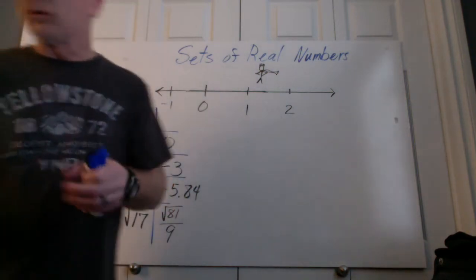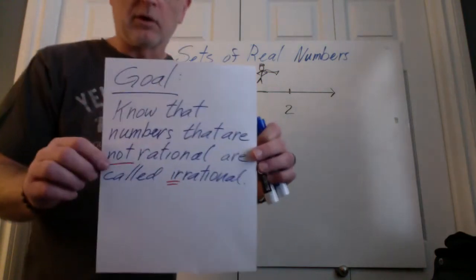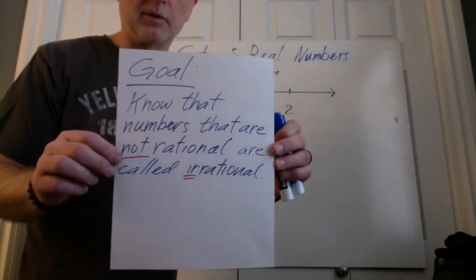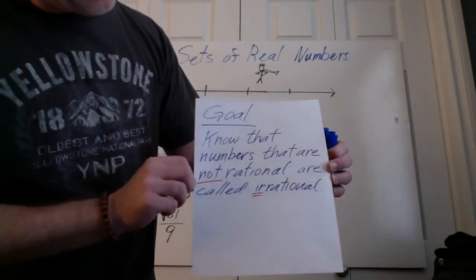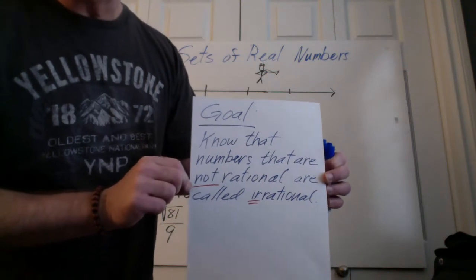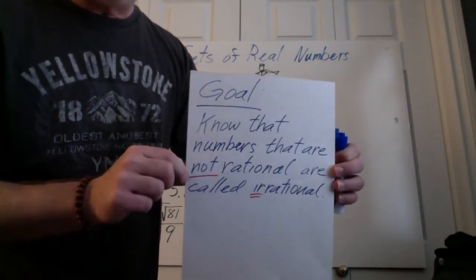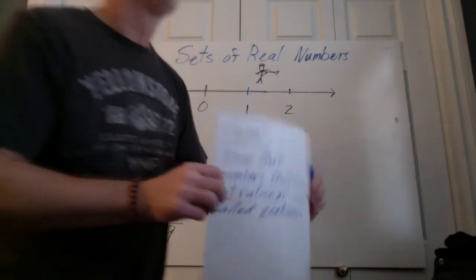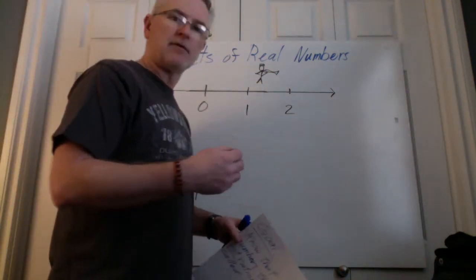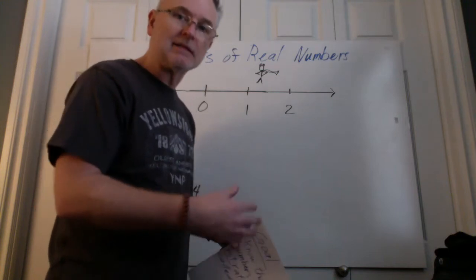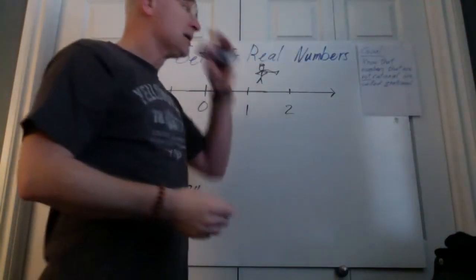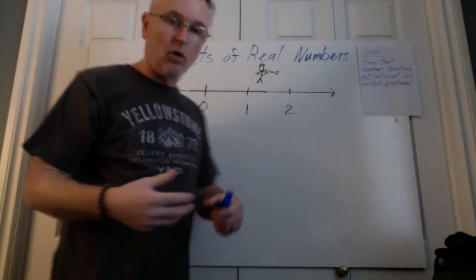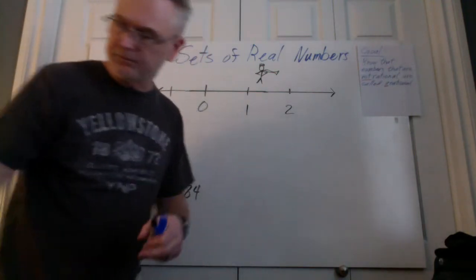So before we get too far, the goal of this lesson is to know that numbers that are not rational are called irrational. So the word rational, we're going to use that. Any number that can be written as a fraction or a ratio is a rational number. Any number that cannot be written as a ratio or a fraction is not rational, or what we call irrational.